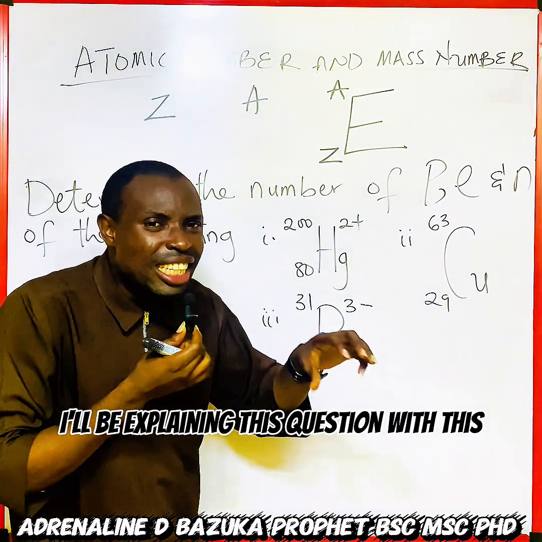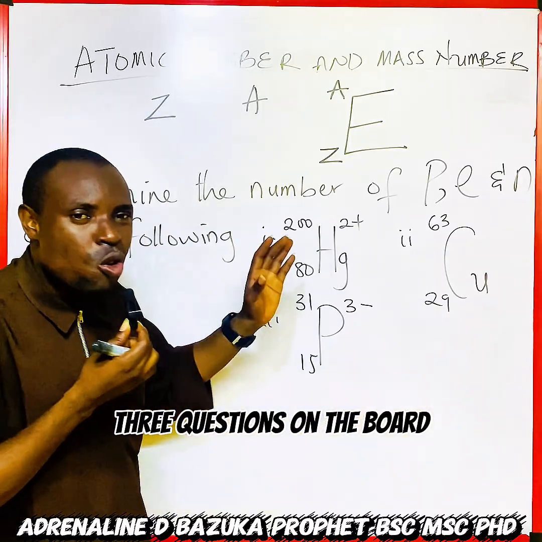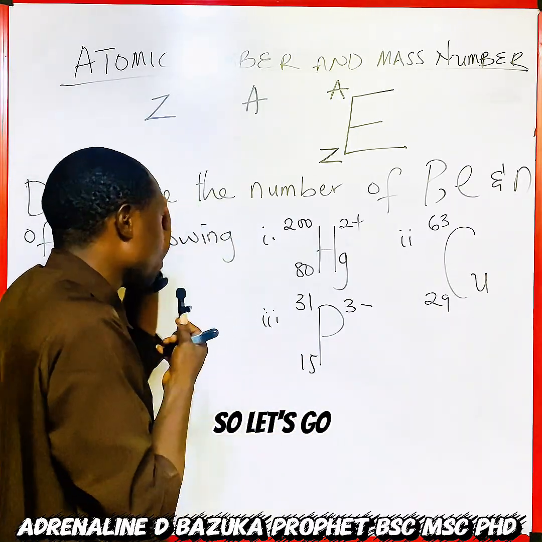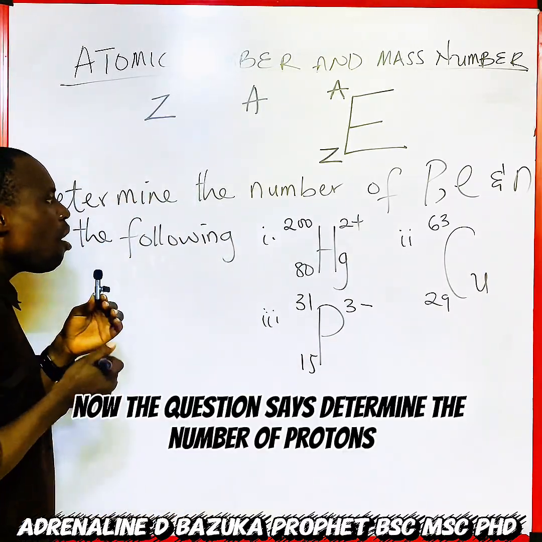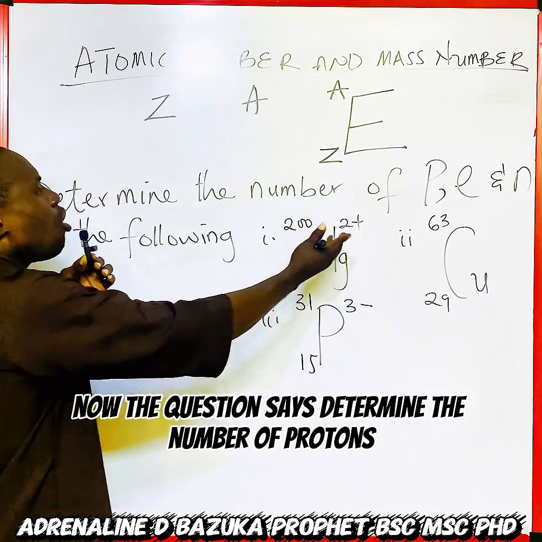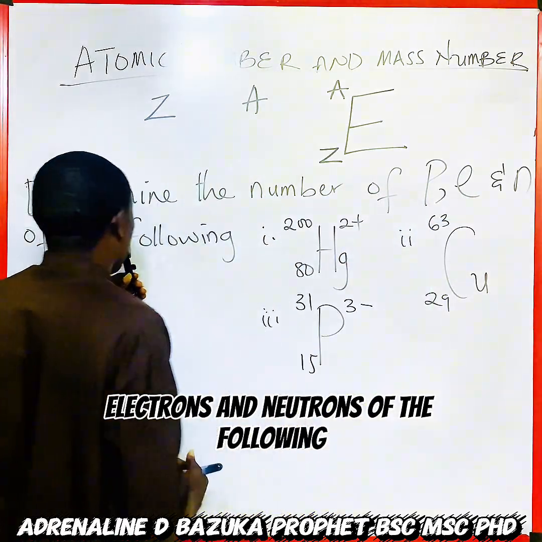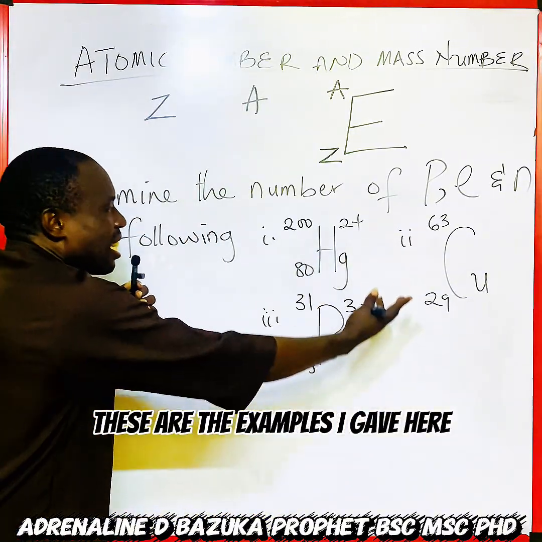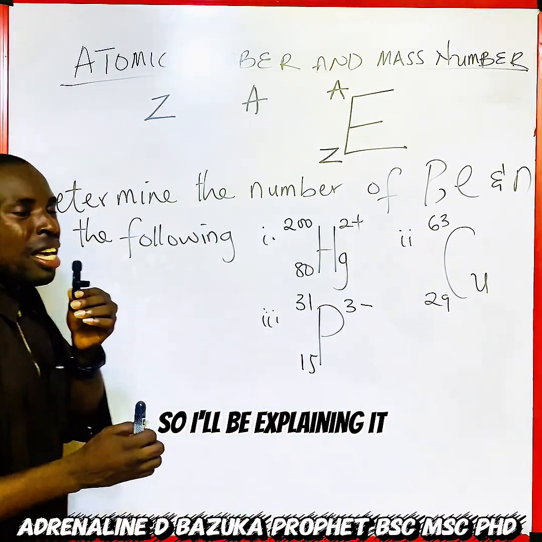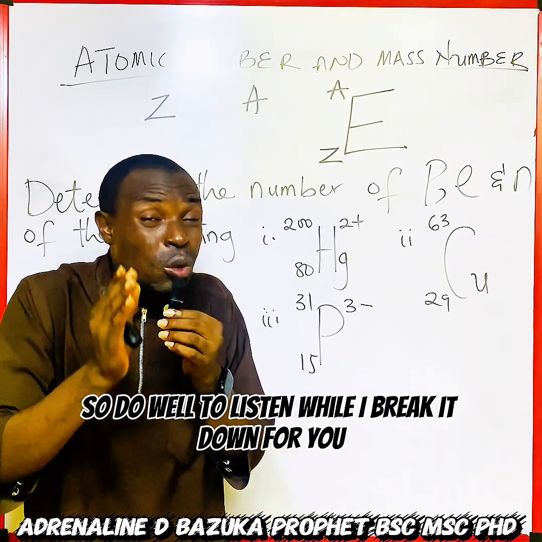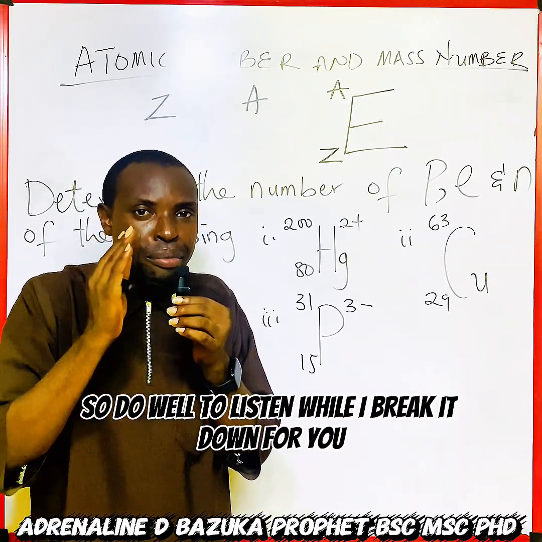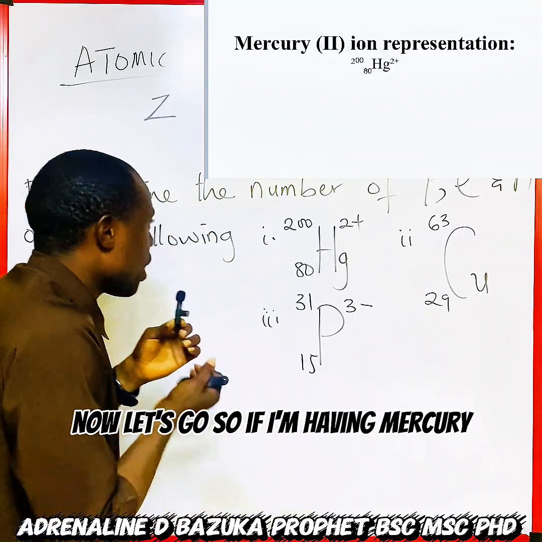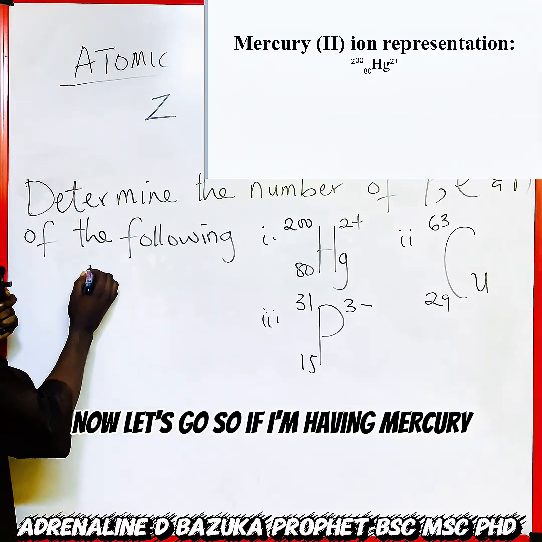Now we simply continue. I'll be explaining this with these three questions on the board. So let's go. The question says, determine the number of protons, electrons, and neutrons of the following. These are the examples I gave here. So do well to listen while I break it down for you.